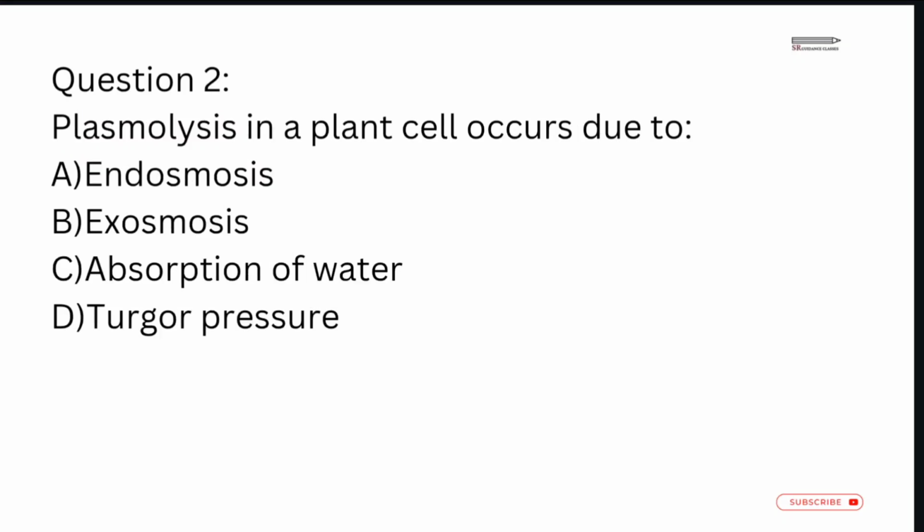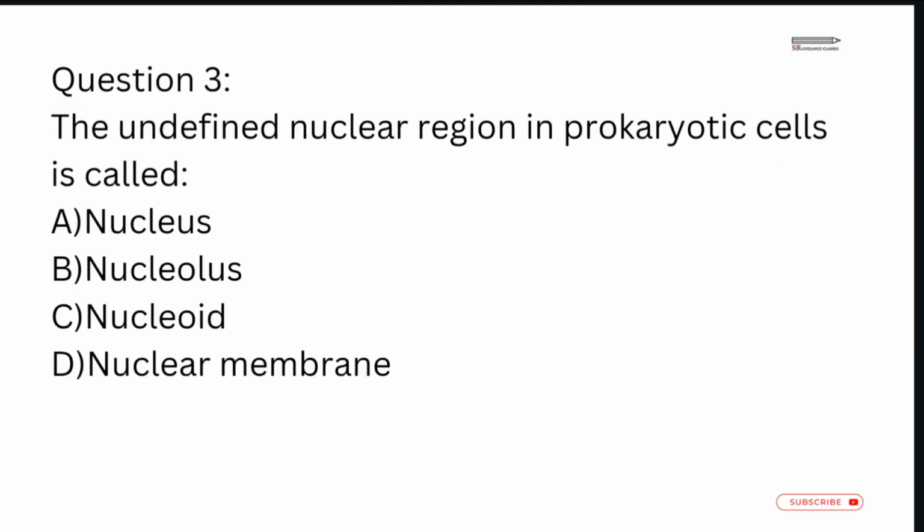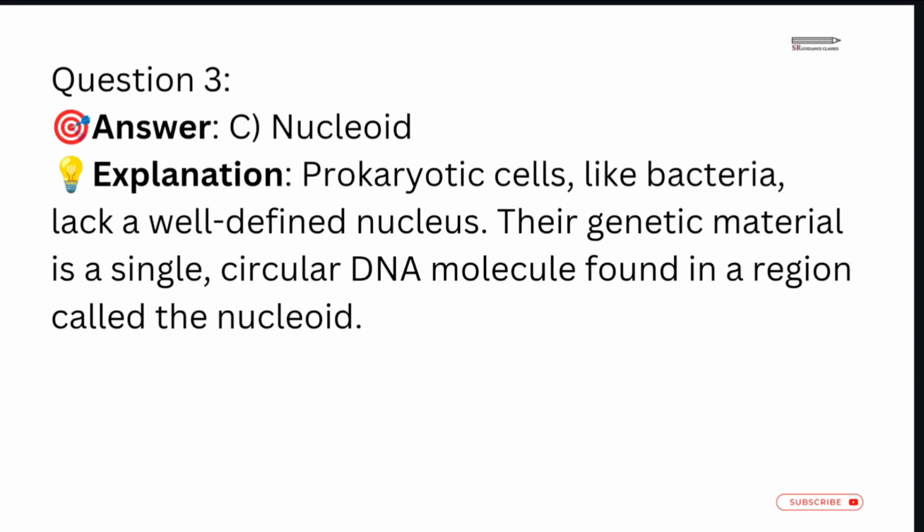Plasmolysis in a plant cell occurs due to. The answer is option B, exosmosis. The undefined nuclear region in prokaryotic cells is called. The answer is option C, nucleoids.